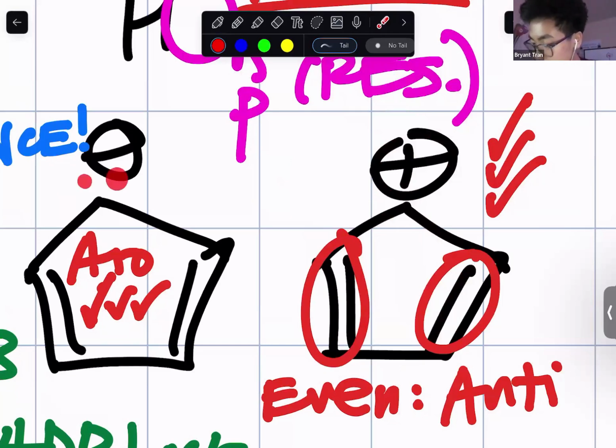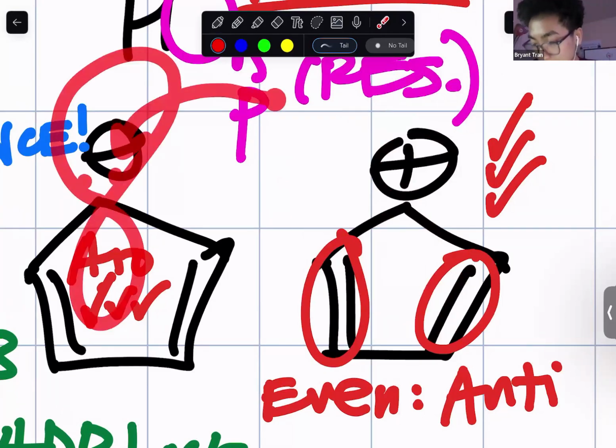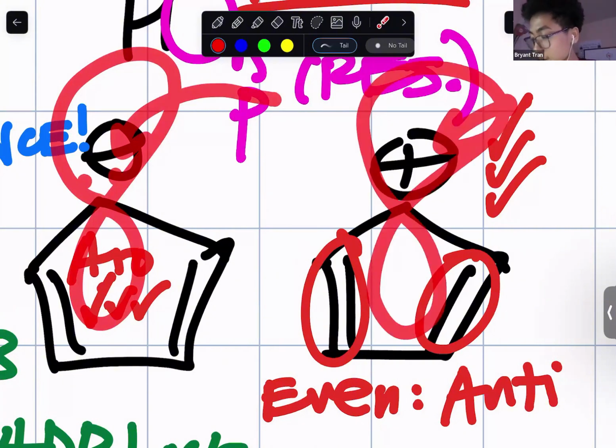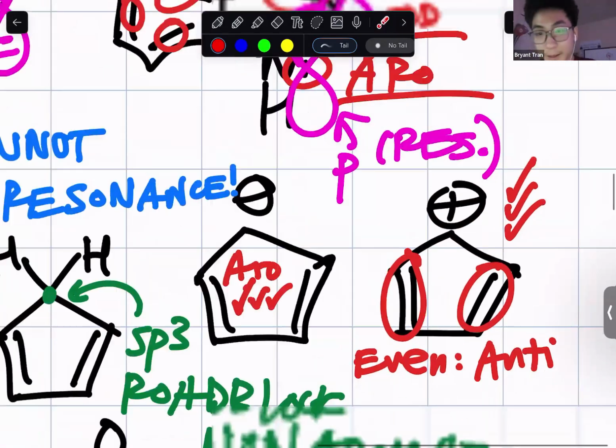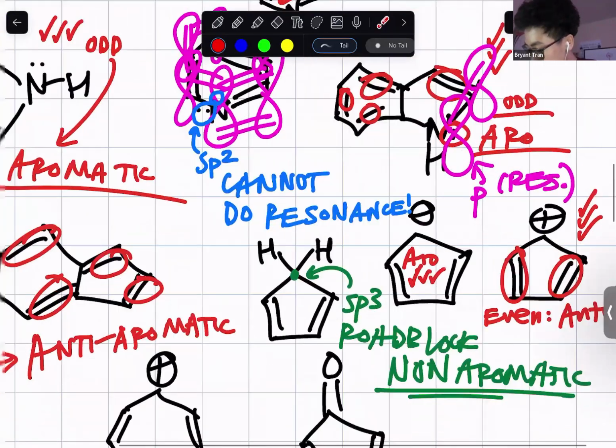Okay, so carbanion, full p orbital with a pair of electrons, that does count. Carbocation, empty p orbital with no electrons there, so that does not count, but it can still do resonance with these double bonds here like that. Okay, let's move on to the next one, Elysia.